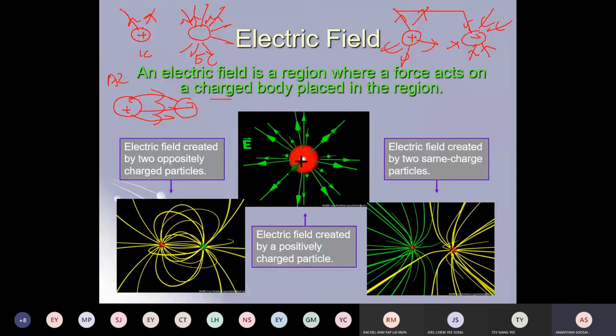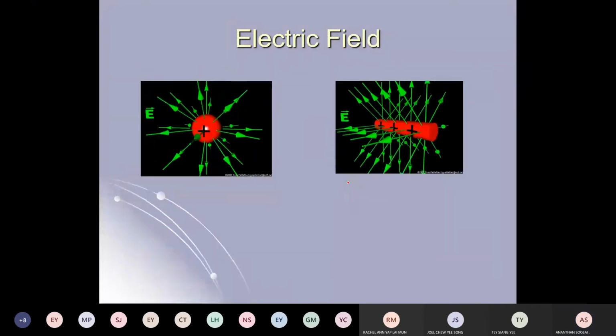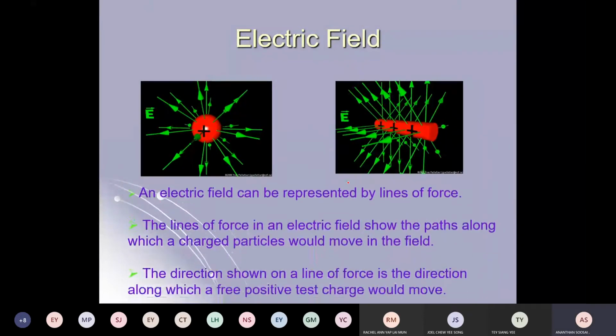So, an electric field line is a region where a charged particle experiences force. The field line always moves from positive to negative. So this is more field lines. These field lines we learned in your AS, a parallel plate producing a uniform field. Our focus in A2 is non-uniform field. An electric field can be represented by lines of force.